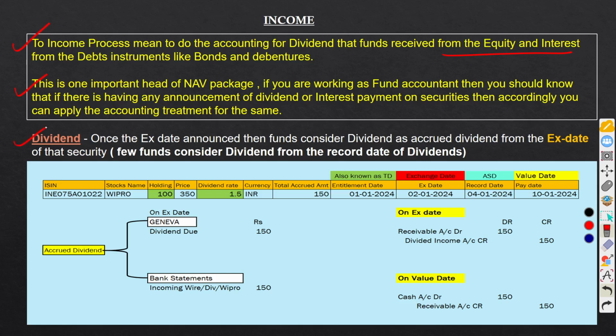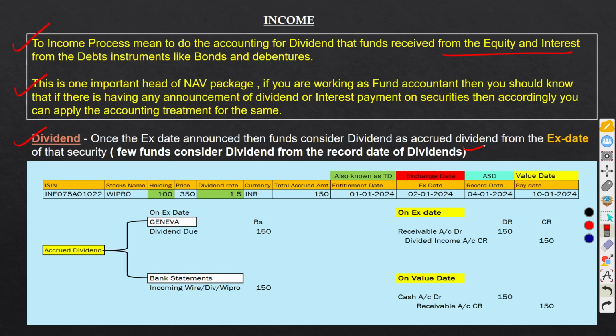If I talk about dividends, make one thing clear in your mind: fund accountants record dividends on the X date. Dividends are recorded by fund accountants on the X date, so we should know that. Once the X date is announced, funds consider the dividend as accrued dividend from the X date of that security, and a few funds consider the dividend from the record date of that particular security.